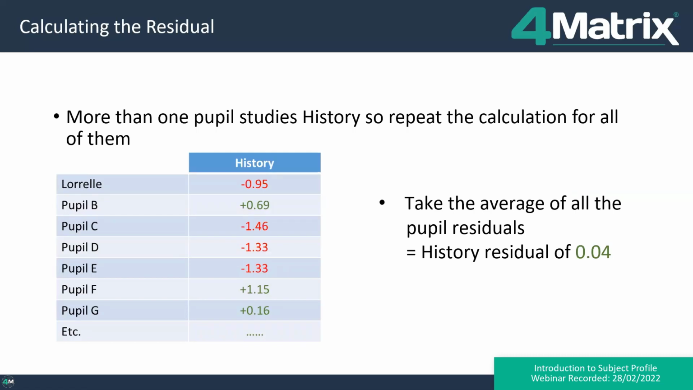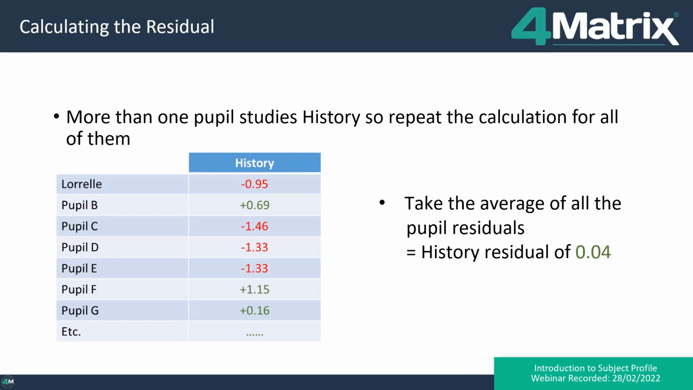So to calculate the subject residual, what we need to do is repeat that calculation for every other student that studies history. If we then take the average of all of those pupil residuals, it means we get a residual for that particular subject of 0.04.